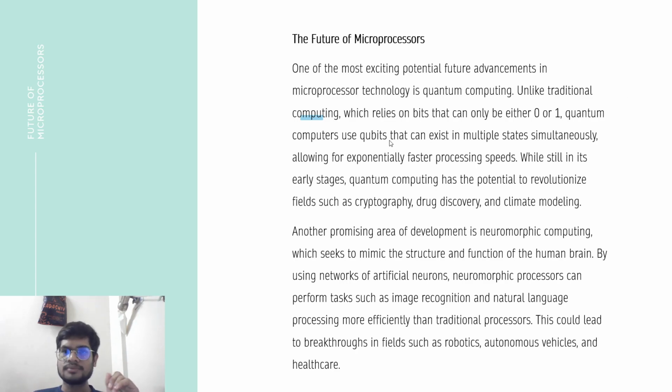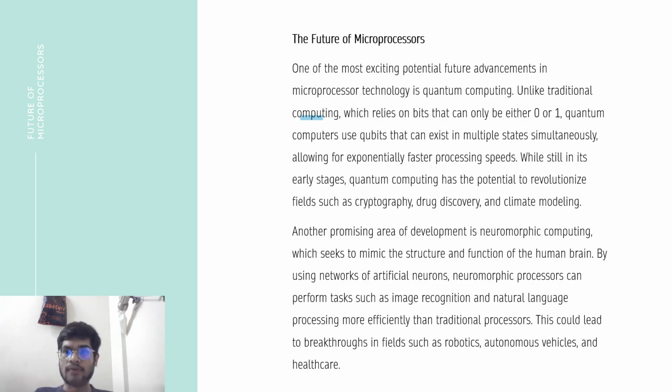Unlike traditional computing, which relies on bits that can only be either 0 or 1, quantum computers use qubits that can exist in multiple states simultaneously. In binary bits, we can use 0 or 1 only, but in qubits, we will have multiple states simultaneously, allowing for exponentially faster processing speeds. While still in the early stages, quantum computing has the potential to revolutionize fields such as cryptography, drug discovery, and climate modeling. I hope you got it. The quantum computer has potential to do everything.